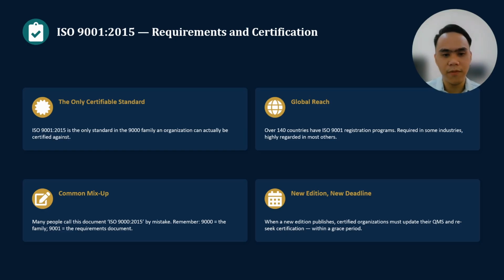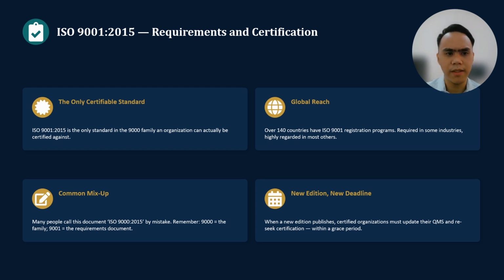So now let's focus on ISO 9001:2015 itself. The document an organization actually gets certified against. So this is the set of requirements that an organization must satisfy to achieve an ISO 9000 registration or certification. Such registration is required in some industries and highly regarded in many others, and over 140 countries have ISO 9000 registration programs. So it's a generally global reach.